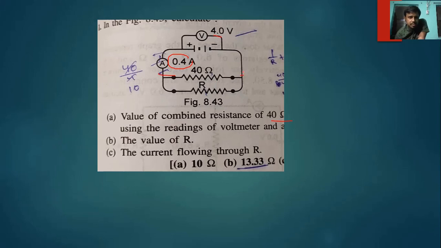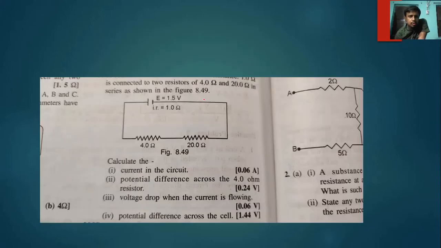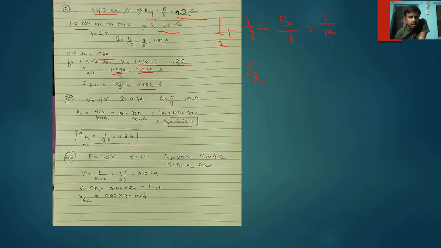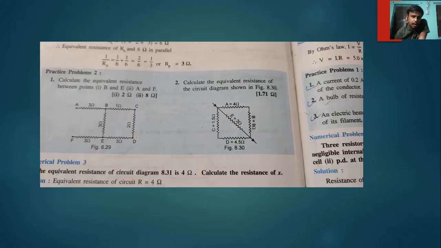This side is connected to positive, this side is negative. So by using it, we can find 1 by 10, it is equal to 40 R by 40 plus R. 10 is equal to 40 R by 40 plus R. And so that would be equal to 400 plus 10 R equal to 40 R, R is equal to 13.33 ohm. Okay. So the current through the R would be, the potential difference is 4 volt and the resistance is 13.33 ohm. So by dividing we will get 0.3 ampere.